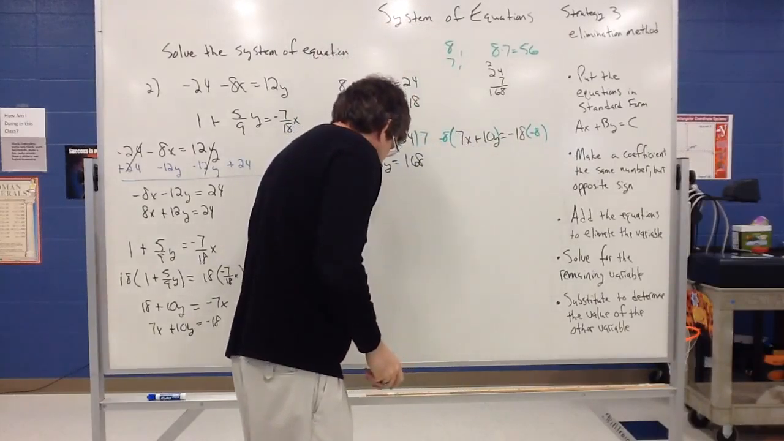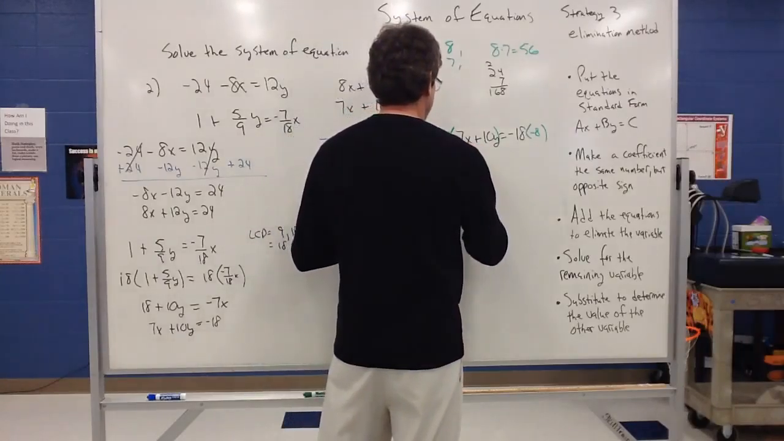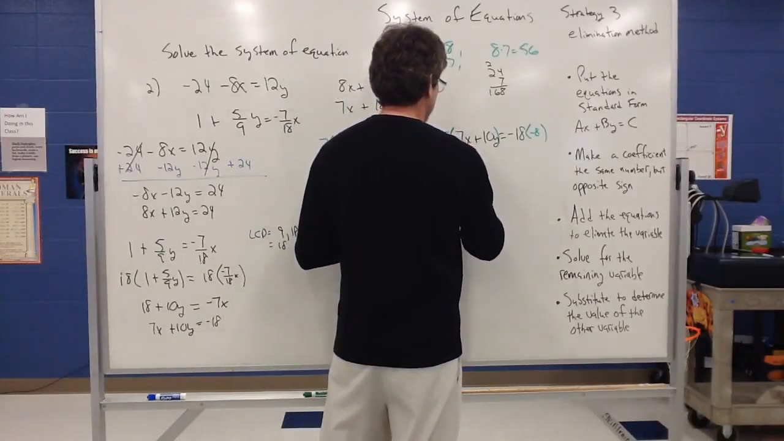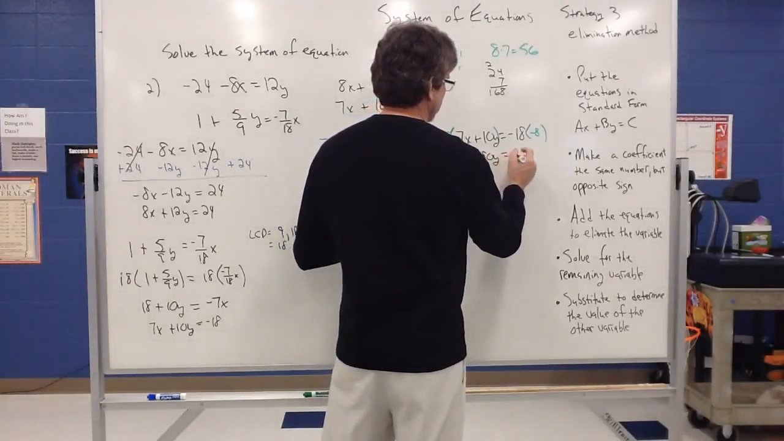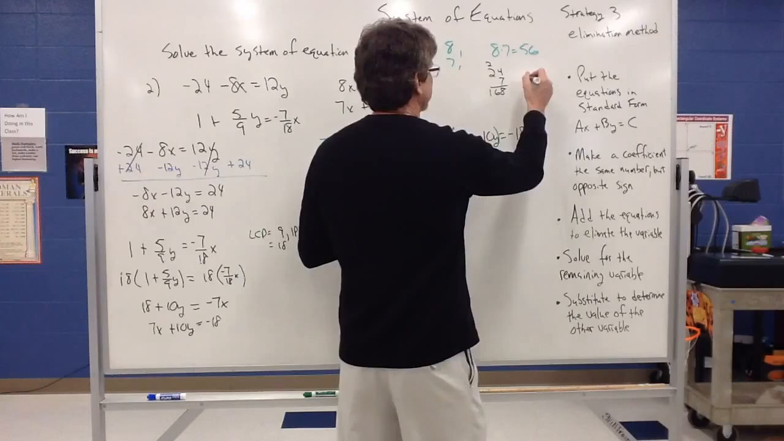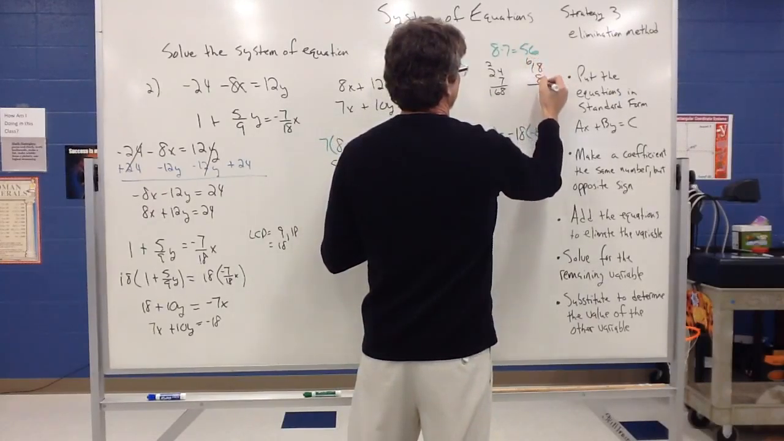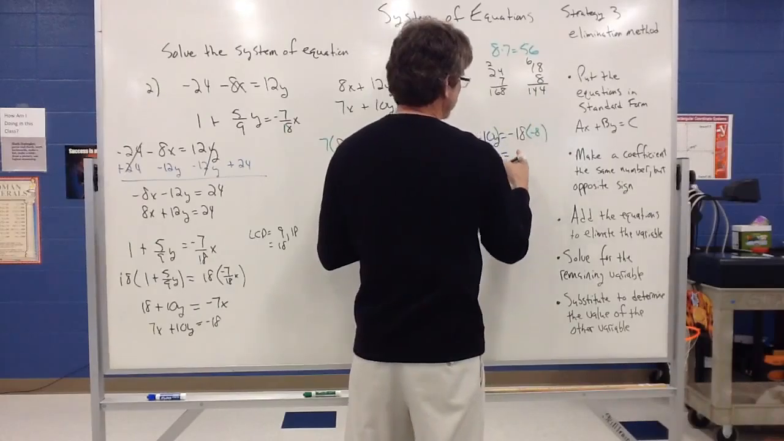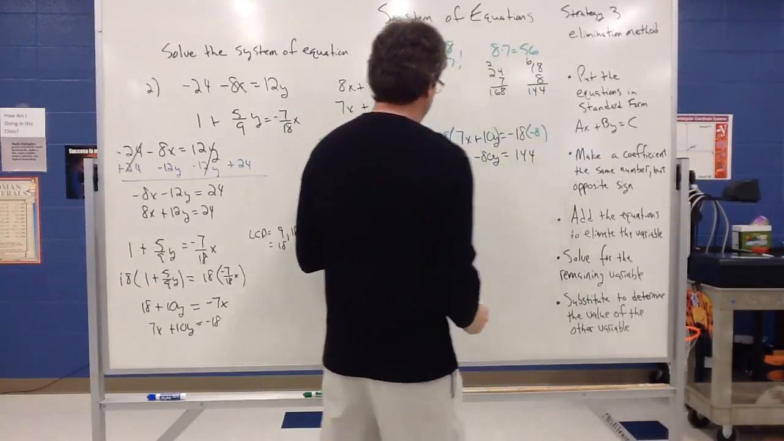So I'm going to have negative 8 times 7 is going to give me my negative 56x. Negative 8 times 10 is going to give me my negative 80y. Negative 18 times 8, I'm not really sure. So it's going to be 144. And we know a negative times negative is going to be a positive. So I'm going to be a positive 144.